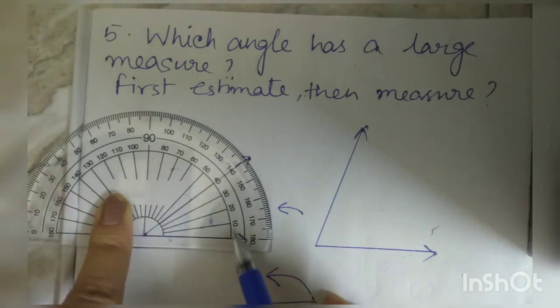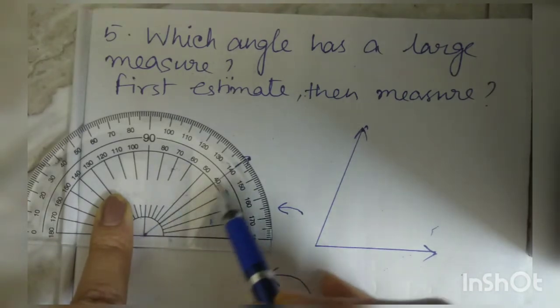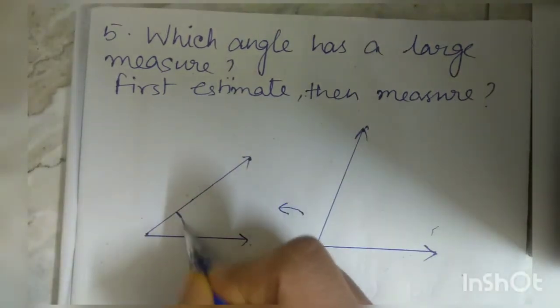Now from the lower side we will start counting, and we can see that this line is coinciding with this ray. Okay, so this angle is becoming 40 degree.